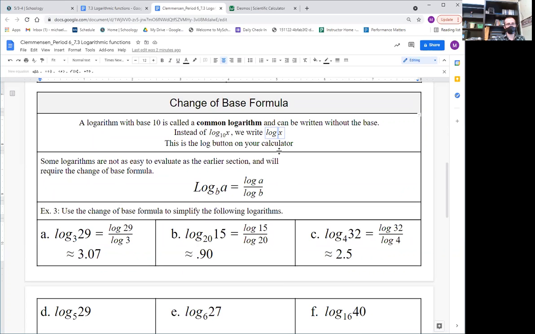This is the log button on your calculator. Some of you might have a really fancy calculator that actually has a log button with the ability to use bases, but most of them use this right here. I'll show you right here how you're going to use it. It depends on what calculator you're using too. If you're using an iPhone, you have to do a lot of extra steps. If you're using a big old graphing calculator, you don't have to do as many steps.